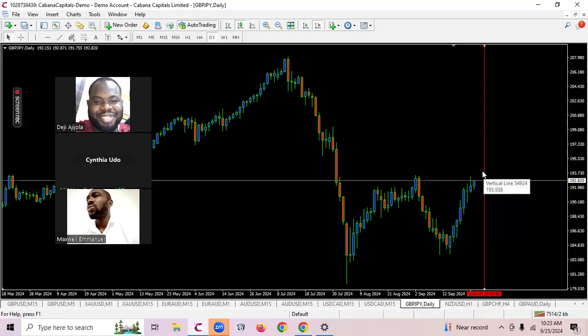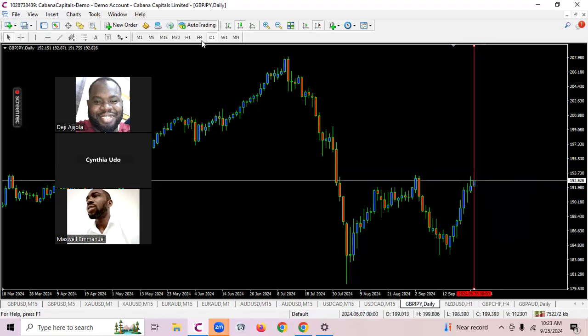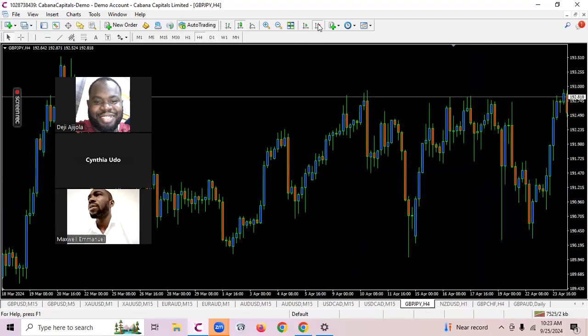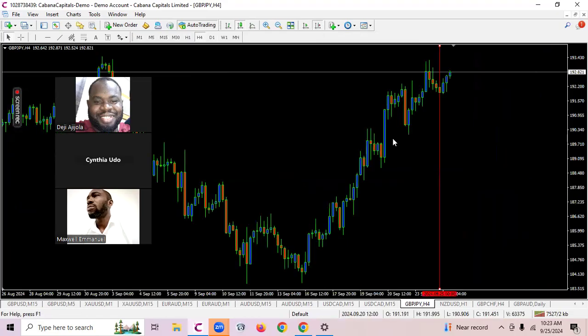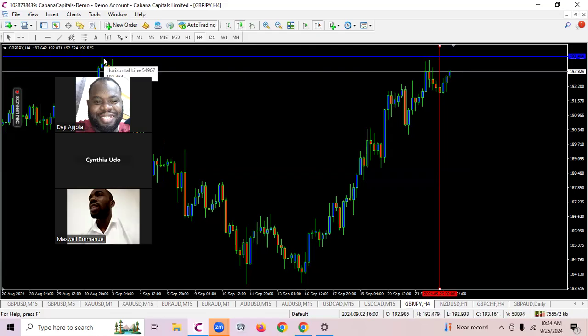Okay, so let's go down to 4 hour. After the formation of the shooting star on the daily, what pattern do we have on 4 hour? So you can see this is a relative equal high. Was that high used to clear liquidity? Let's see. Okay, you can see this liquidity has not been cleared. So there's a high probability it will come for the liquidity residing at this previous high.